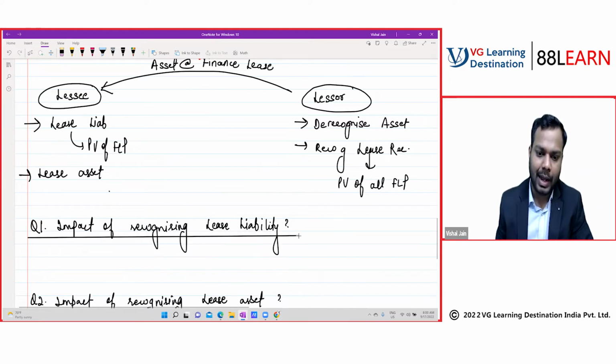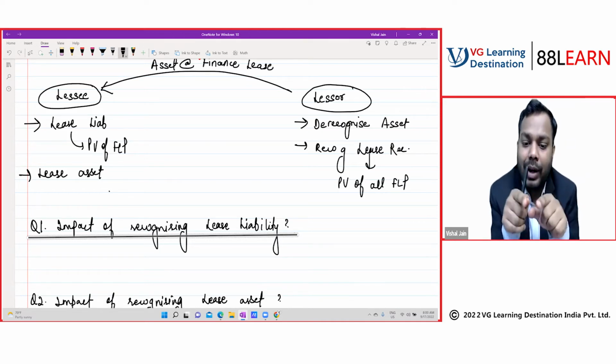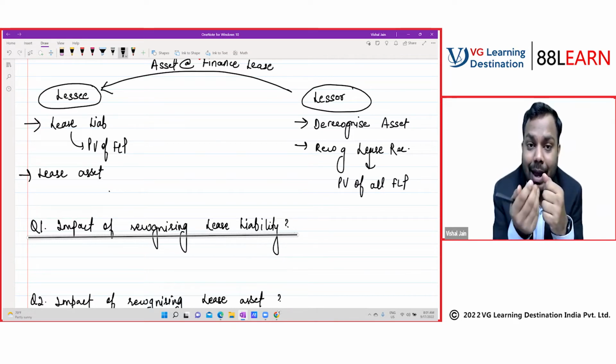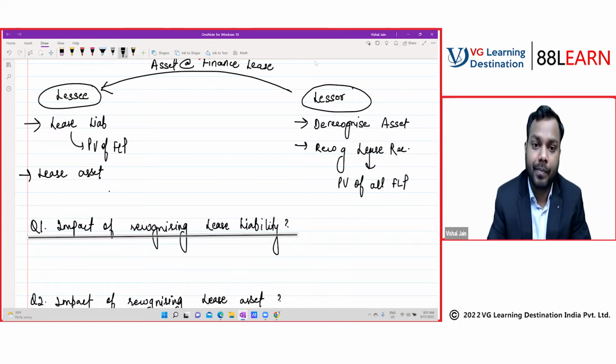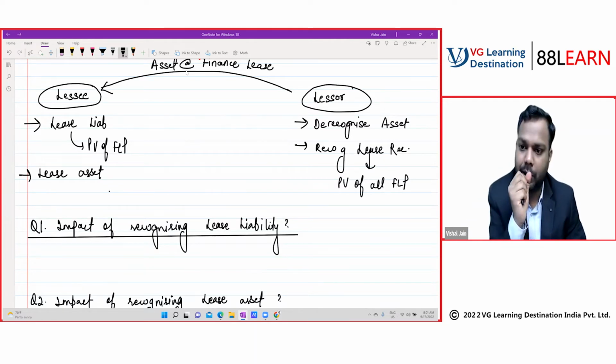Now, I'll give you one hint. Think negatively. Like how it will impact negatively to the lessee. Due to recognizing lease liability, how will it impact negatively to the lessee? Finance cost. Okay. Now again, Renuka, you are thinking from an accounting perspective. Think from an operational perspective, a business perspective, not from an accounting perspective.